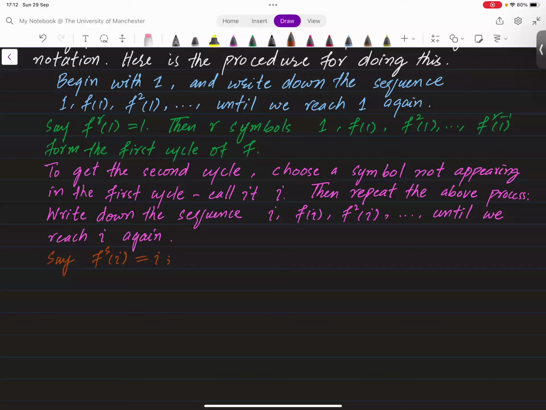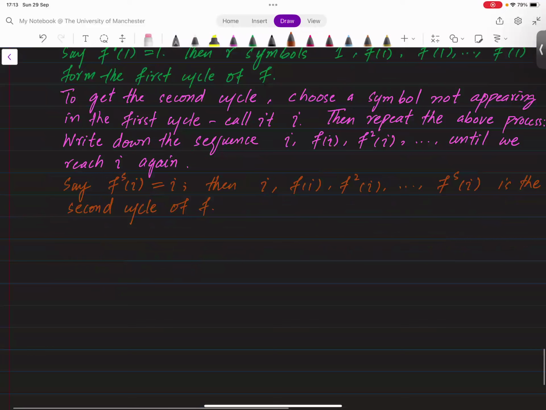Then we have the sequence I, f of I, f square of I, up to f power s of I, is the second cycle of f. Now carry on this process until there are no symbols left.